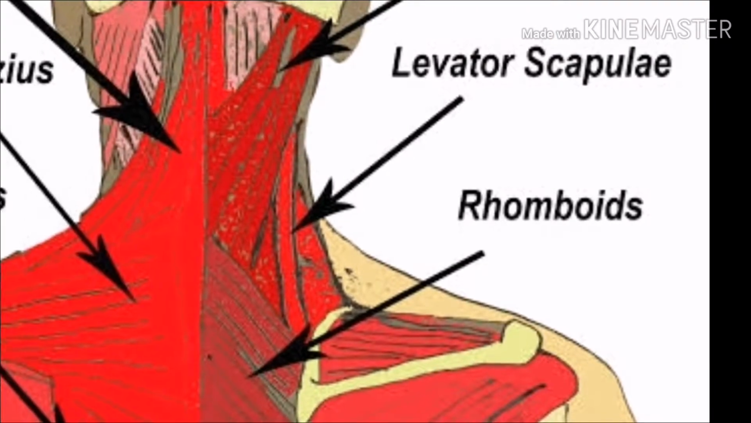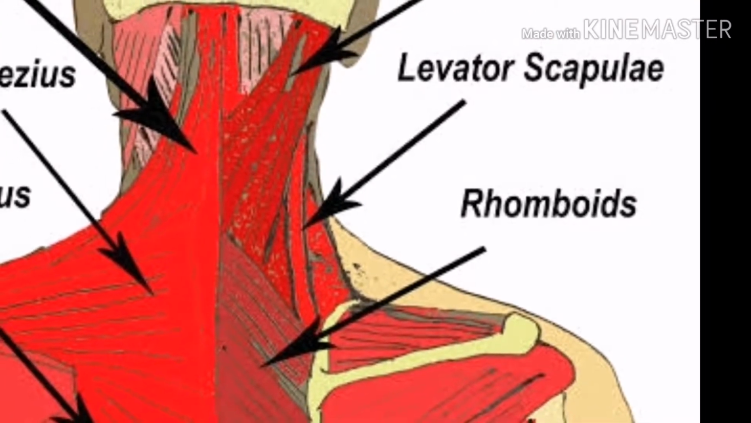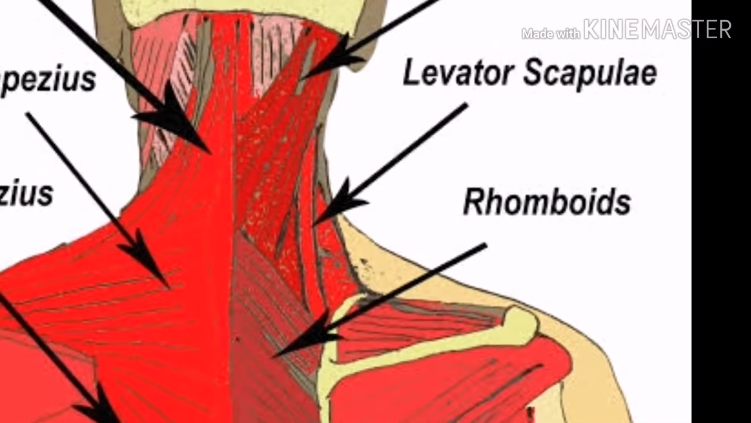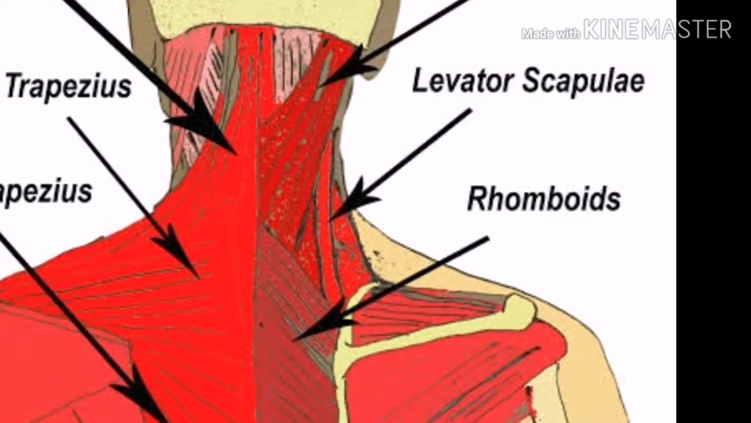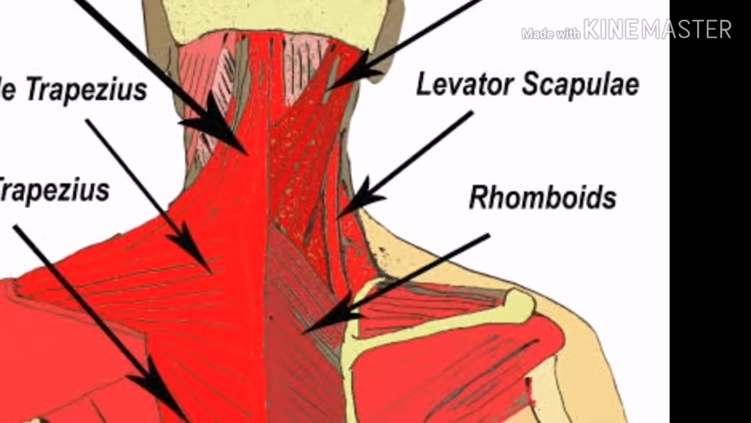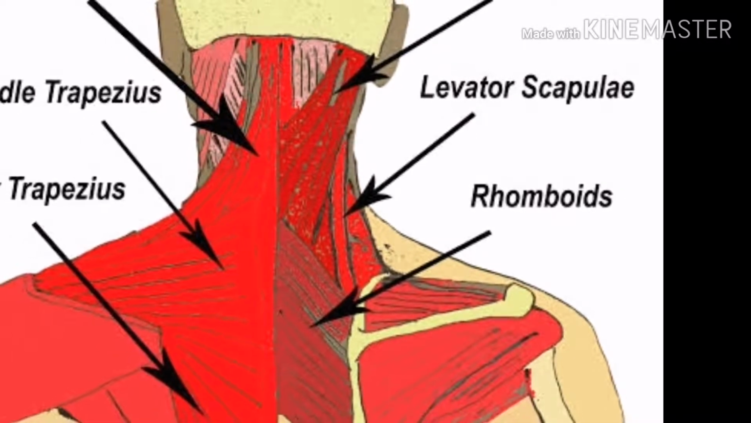Today, we are going to talk about different muscles that are accountable for different ailments, starting from migraine. The main muscles responsible for aggravating migraine pain are the rhomboids, the levator scapula, and, as a whole, you can say the trapezius.